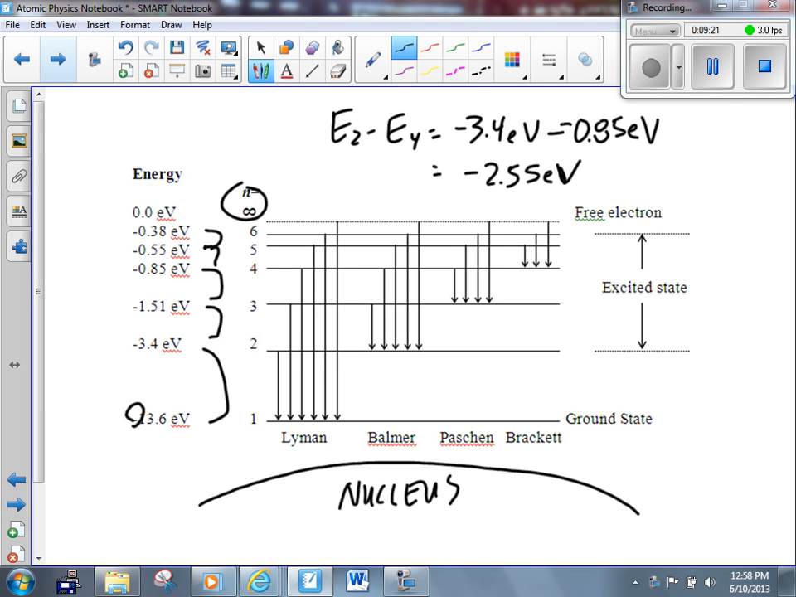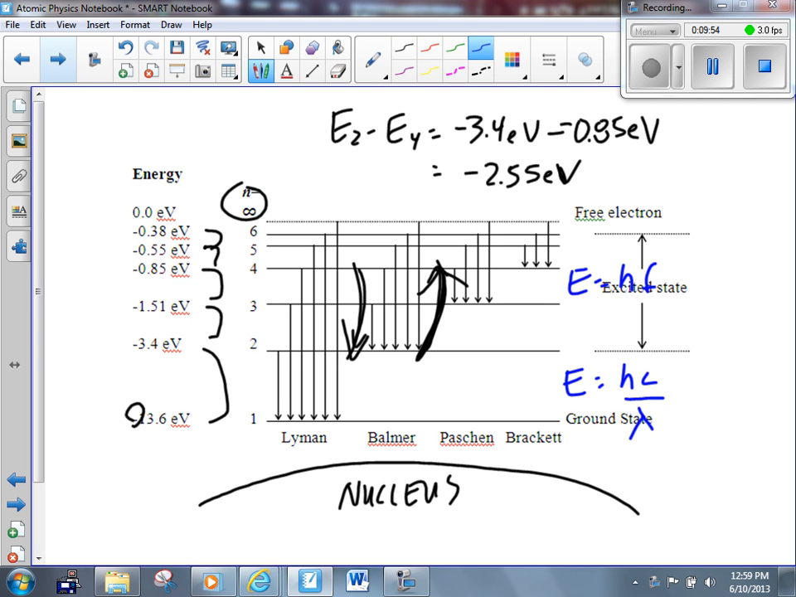If we had been going from level 2 to level 4, we would have found that it would have been a positive value, positive 2.55 electron volts. Now that we have the energy of the transition, and therefore the energy of the photon that's either given off or absorbed, we can find the frequency of the photon that's given off or absorbed. We can do that simply by saying E is equal to H times F. We can find the wavelength by saying E is equal to HC over lambda.